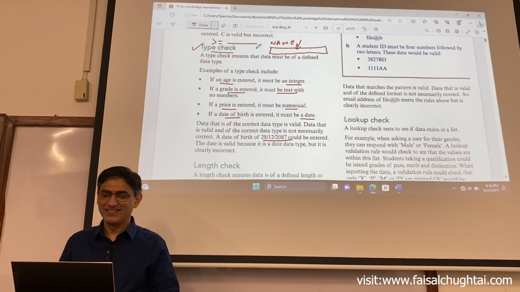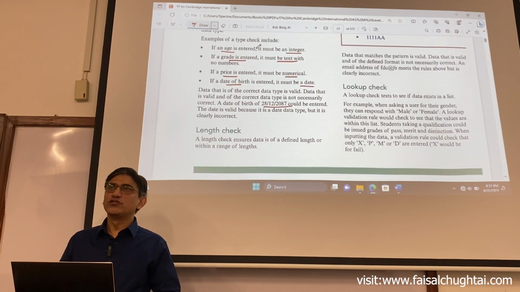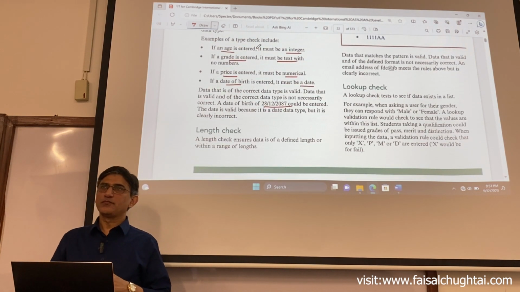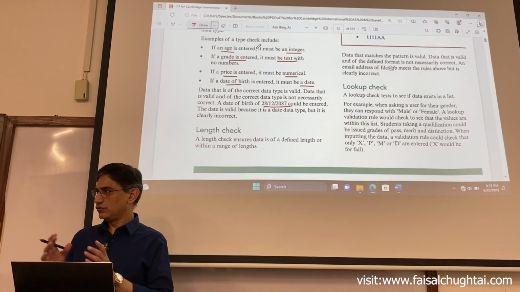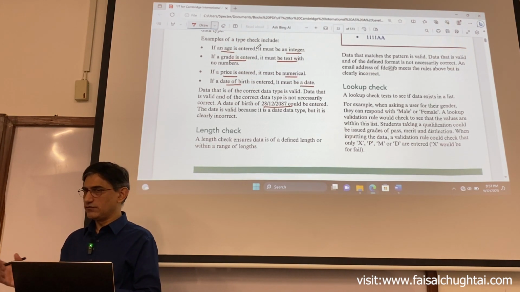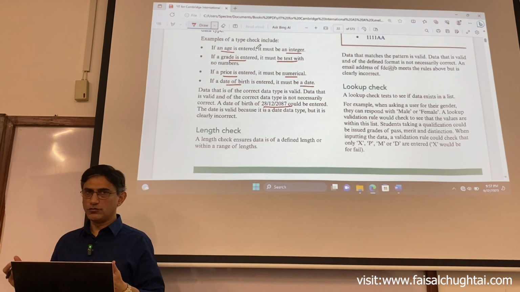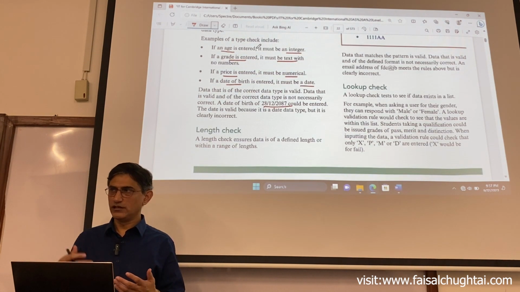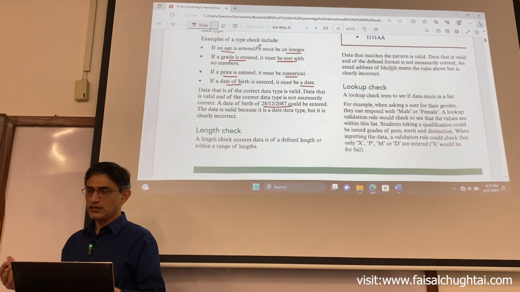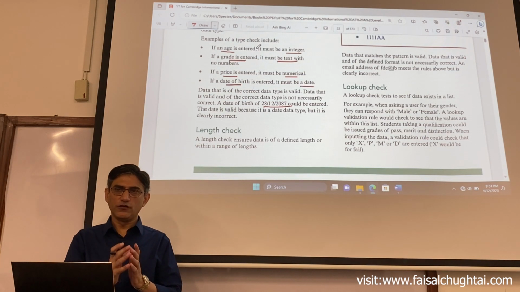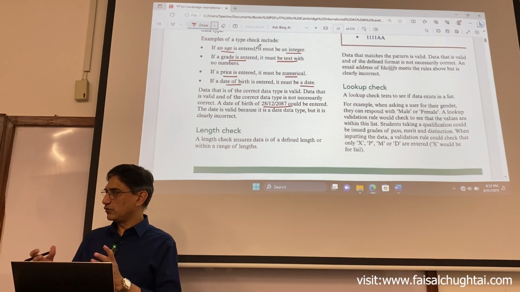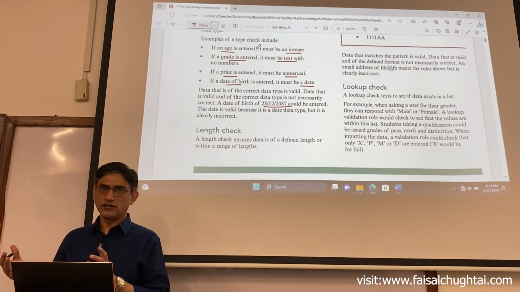Okay. All right. There are some more validation checks that we have to talk about, but of course all of them cannot be covered in one lesson, particularly if you get into the detail and the examples. So we can stop it here for today, and the remaining part of the validation checks can be discussed in the next lesson. All right, let's stop it here for today.